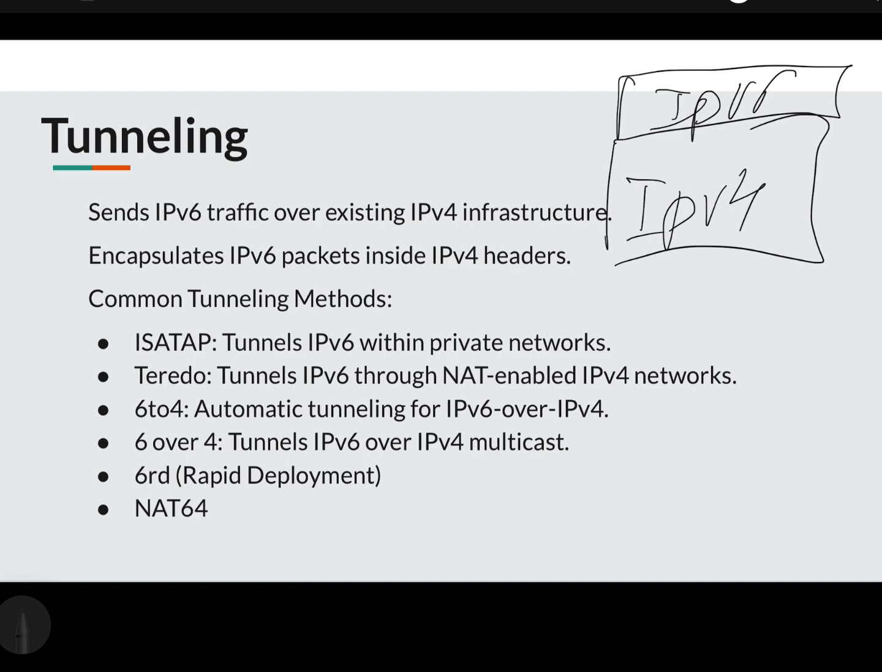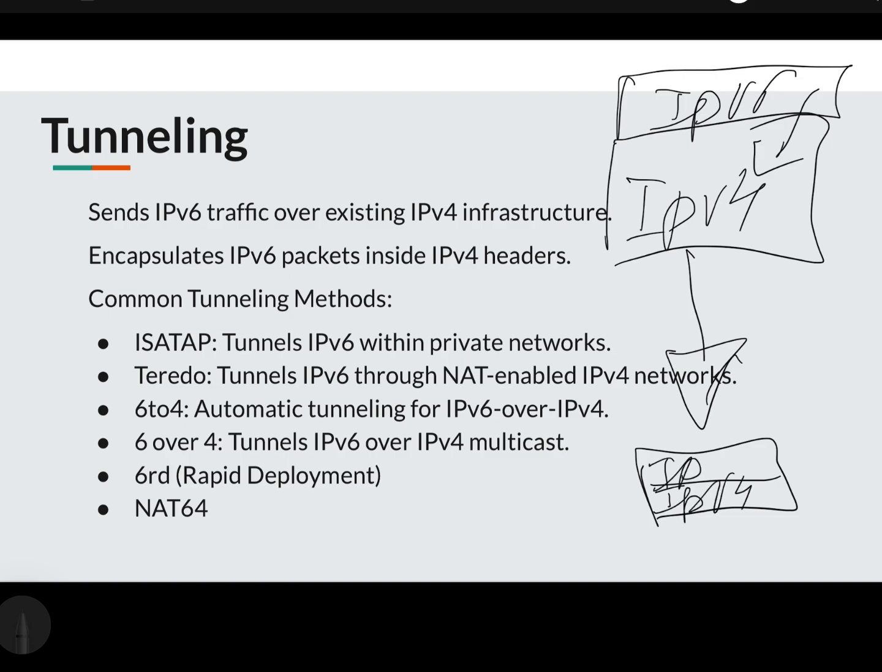So how does it work? IPv6 packets are wrapped, encapsulated, as I showed, inside IPv4 packets. The IPv4 network delivers the packets to the designated endpoint. At the endpoint, the IPv6 packet is extracted and forwarded to the IPv6 network, and when we send back to the next hop, the IPv6 packet will be encapsulated again and delivered to the endpoint.